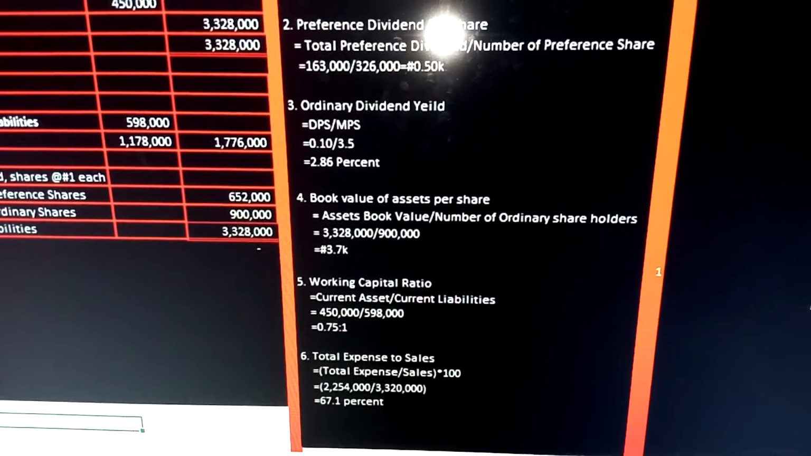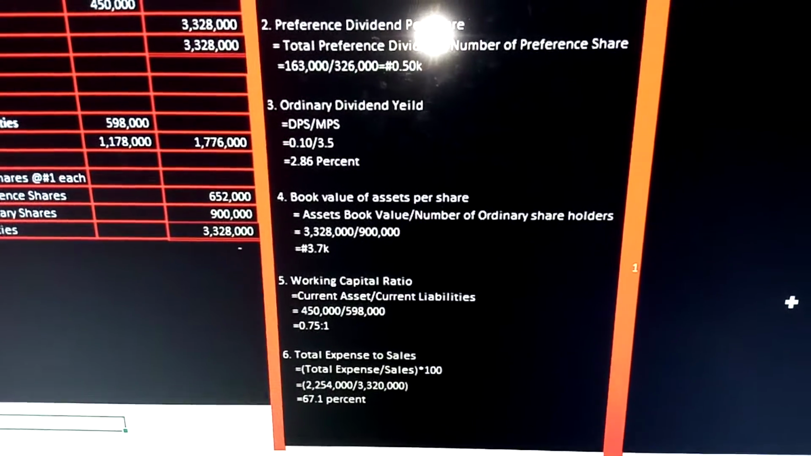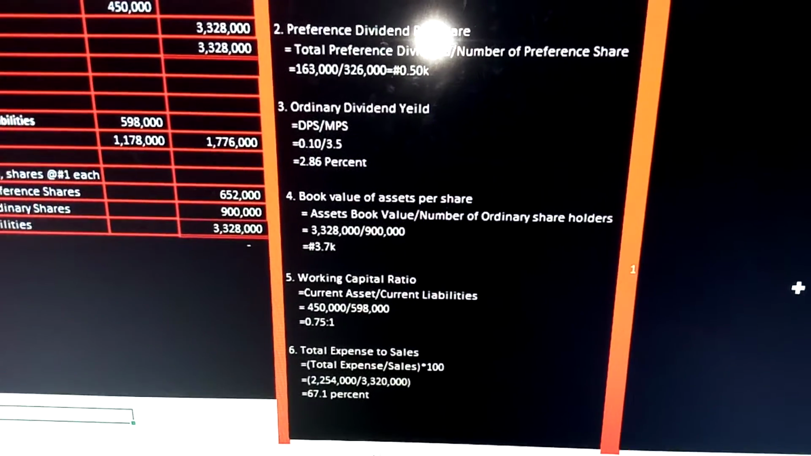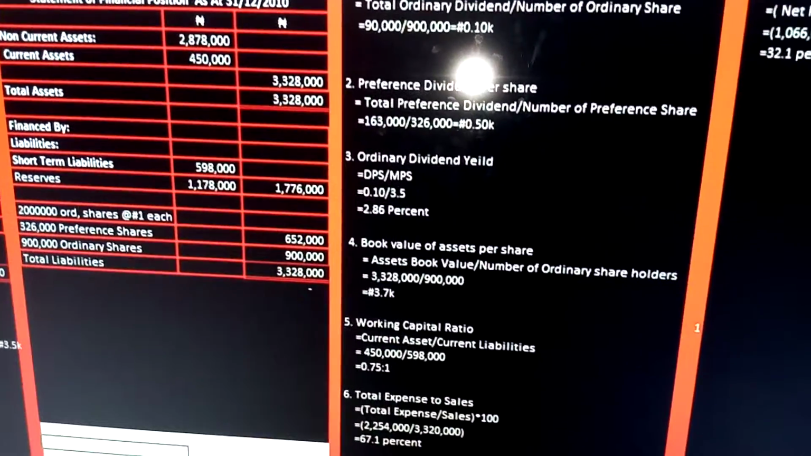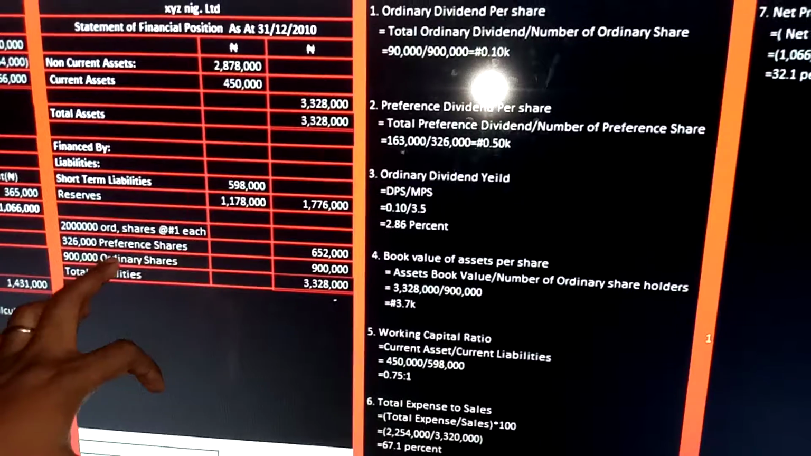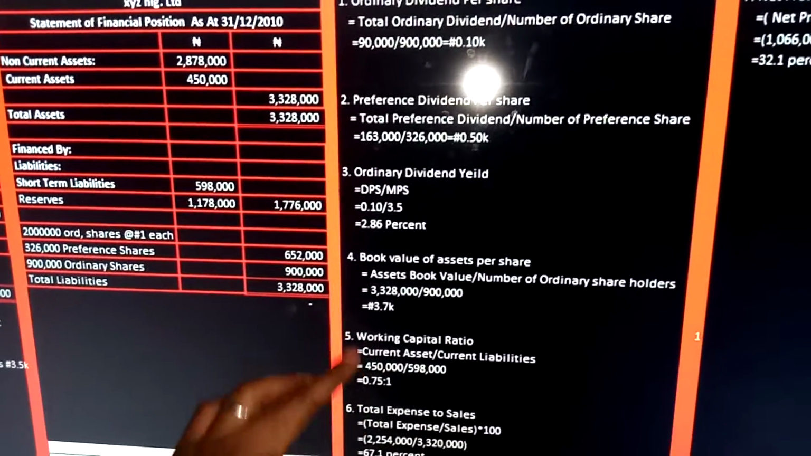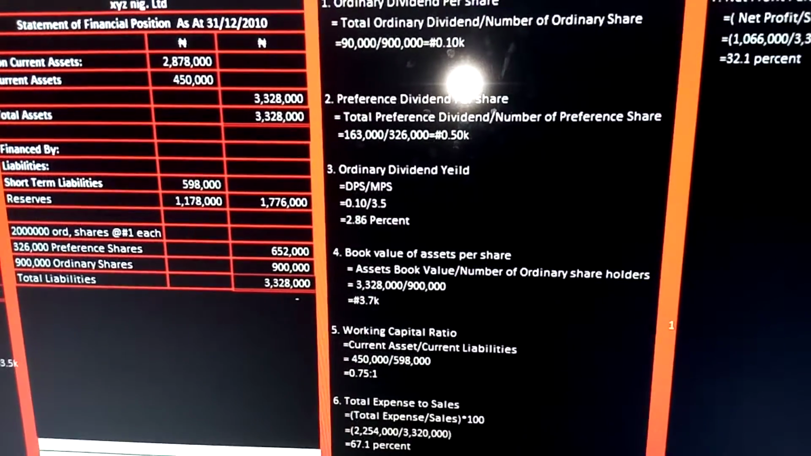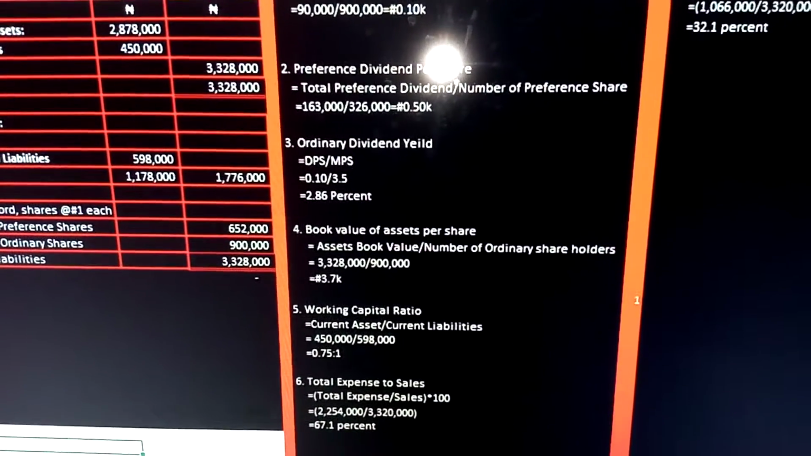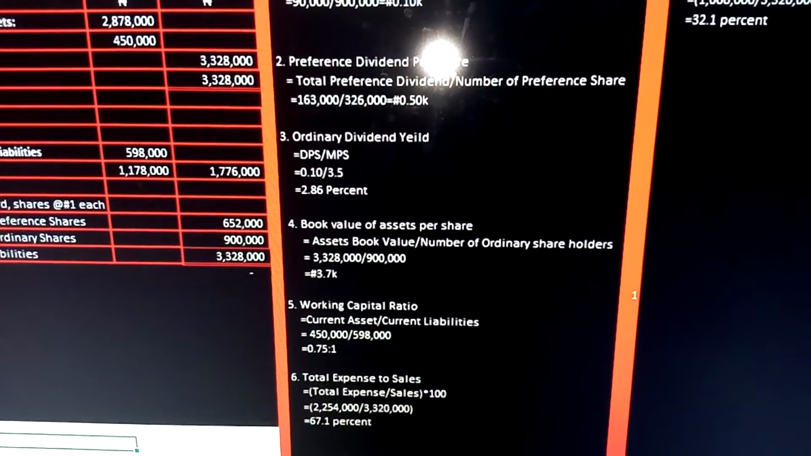Then the next one, we have book value of asset per share. We already know how to calculate that. That will be asset book value divided by number of ordinary shares. So the total asset there is 3,328,000. What's the number of shares? 900,000. Look at it here in the balance sheet. So we have 3,328,000 divided by 900,000. That will be 3 naira 70 kobo. That's what each share is having in the asset.